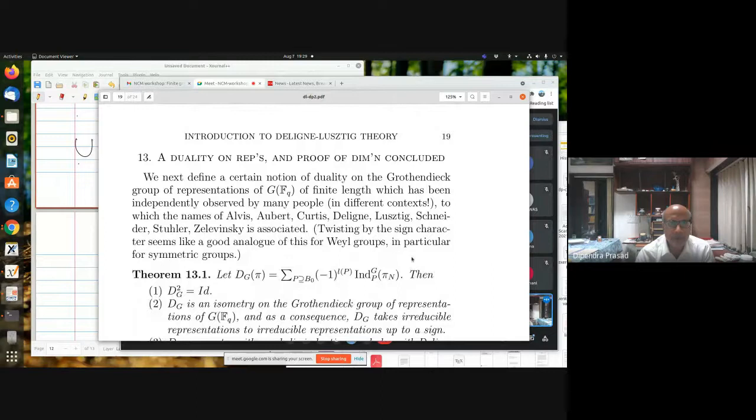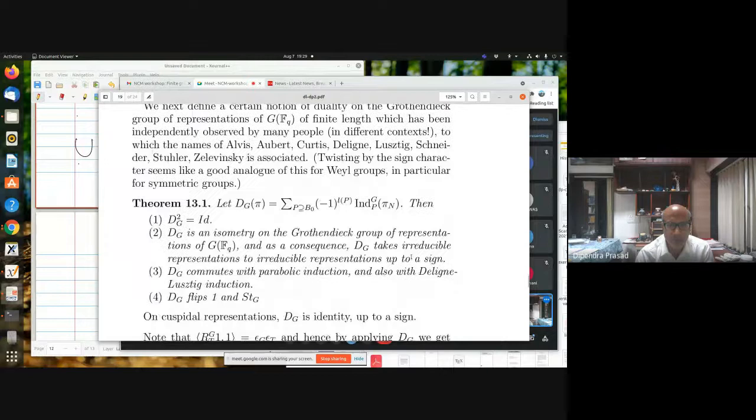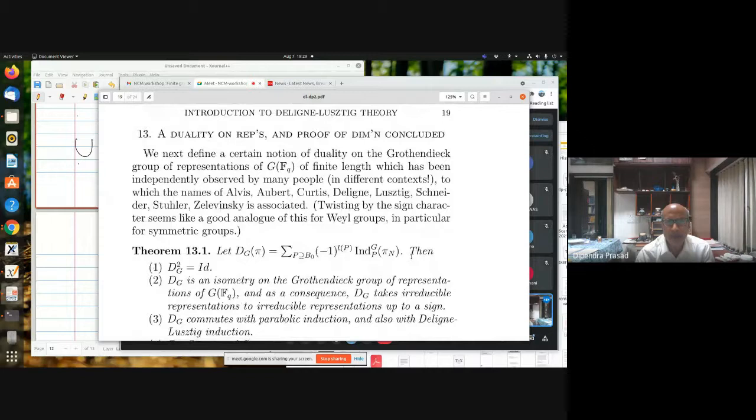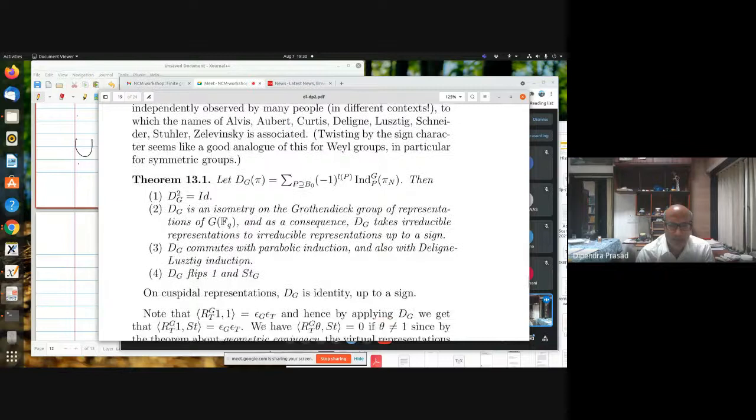But I think another thing which also has to be brought in is that there is a certain duality on representations, due to many people, Alvis, Aubert, Curtis, Deligne, Lusztig, Schneider, Stuhler, Zelevinsky, etc., which takes a representation pi to a similar alternating sum as was defined for the Steinberg. But this time, you look at the Jacquet module, you do the induction and take the alternating sum, and pi goes to d pi. And the point is that this operator, its square is identity. It's an isometry on the Grothendieck group. It commutes with parabolic induction and with Deligne-Lusztig induction, and it flips 1 and the Steinberg.